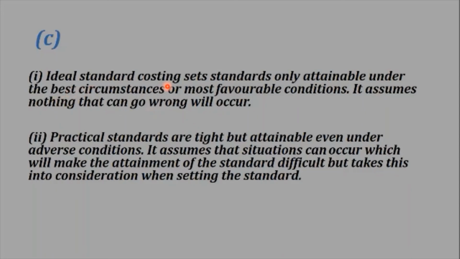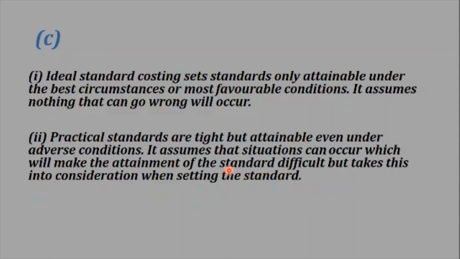Ideal standard costing sets standards only attainable under the best circumstances or most favorable conditions. It assumes nothing that can go wrong will occur. Practical standards are tight and attainable, but attainable even under adverse conditions. It assumes that situations can occur which will make the attainment of the standard difficult, but takes this into consideration when setting the standard.